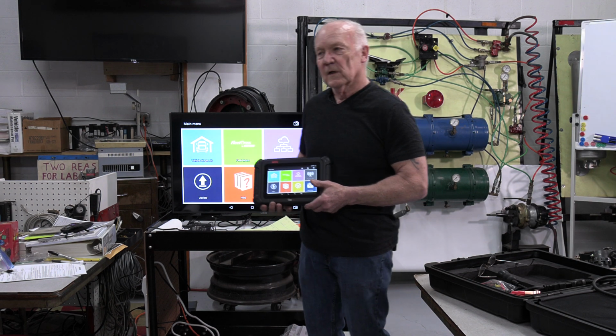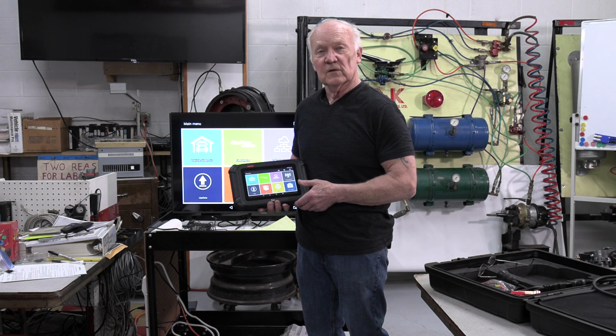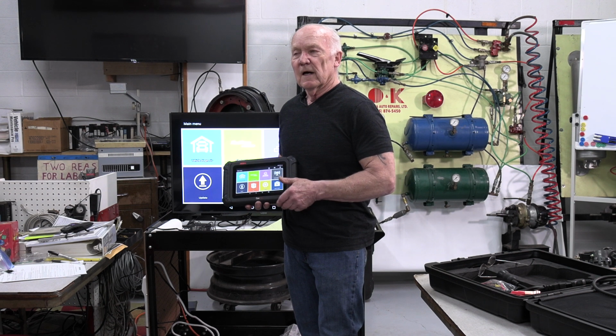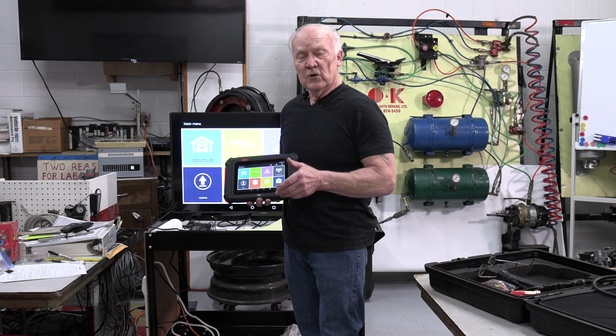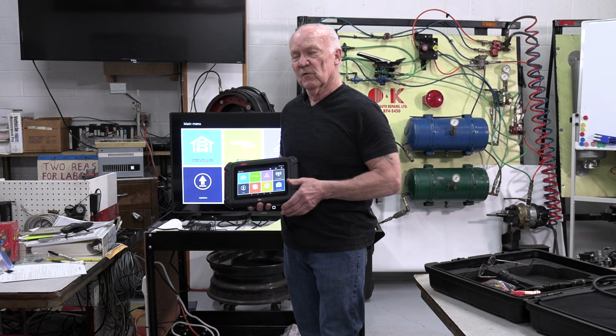Okay, we're going to continue on with this Cantu Heavy Duty Pro 3 scan tool. This morning when I came to work, I did have the opportunity to hook it up to a newer Kenworth, okay? And I was thinking about what I should accomplish with this tool next.